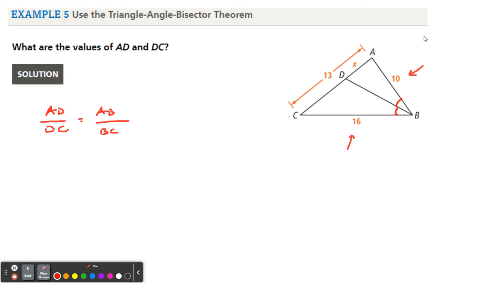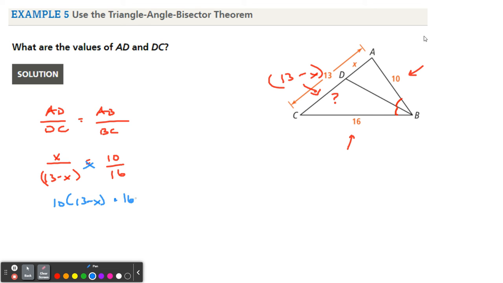Now, the issue of this is that 13 is the length of AC, right? We know what AD is. AD is x. We don't have an expression for DC, but we can create one by taking the entire length 13 and subtracting the smaller length x. This is going to be your length of DC, 13 minus x. It is a binomial, so I'll put it in parentheses. And then we know that AB is 10 and BC is 16. We're going to cross multiply. Again, if you want to distribute, you can. I'm going to just write it 10 times (13 minus x) equals 16x.